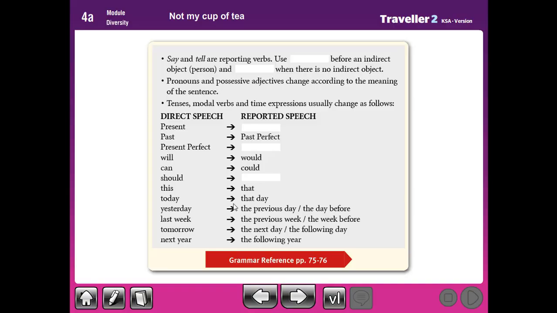Now let's go to our lesson. Here we have to fill in the spaces with the suitable word. Here we talk about the reported verbs. As I told you, we have told and said, right? Or tell and say. When we have an indirect object, we use tell. That's very good. When we don't have an object, we use say. That's very good.